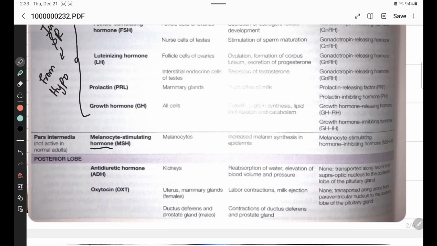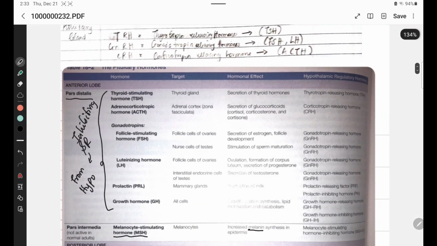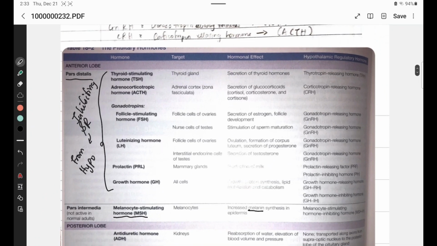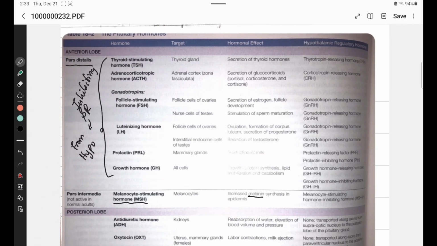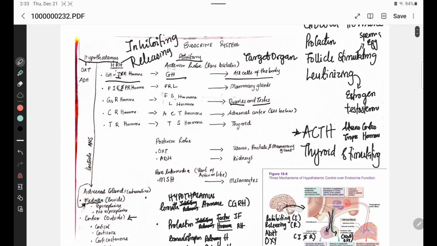It produces melanocyte stimulating hormone. We're mostly familiar with the term melanin. Melanin is responsible for your skin color, basically. So it's nice to know that pars intermedia is part of the anterior lobe of the pituitary gland, and its whole function is just to do its own thing and produce melanin. Because I kind of forgot that here.